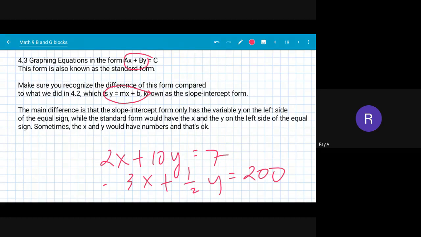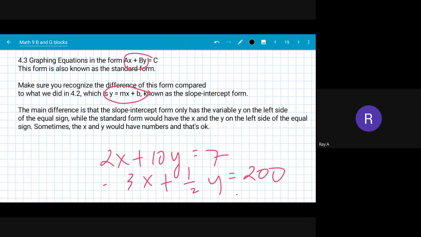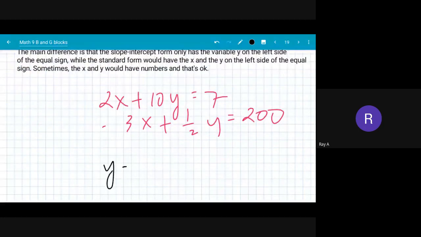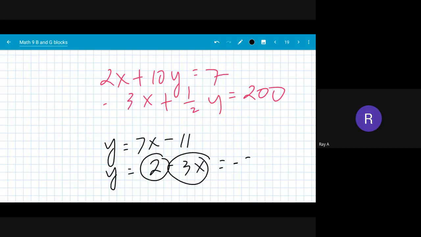Now the slope-intercept form is like this. The slope-intercept is y equals 7x minus 11, right? Only the y is on the left side of the equal sign. Or y equals 2 minus 3x. Okay, that's still a slope-intercept form, although if you think about it, you have to switch this with this one, wherein what I'm saying is you have to put it this way so that it's really in slope-intercept form.